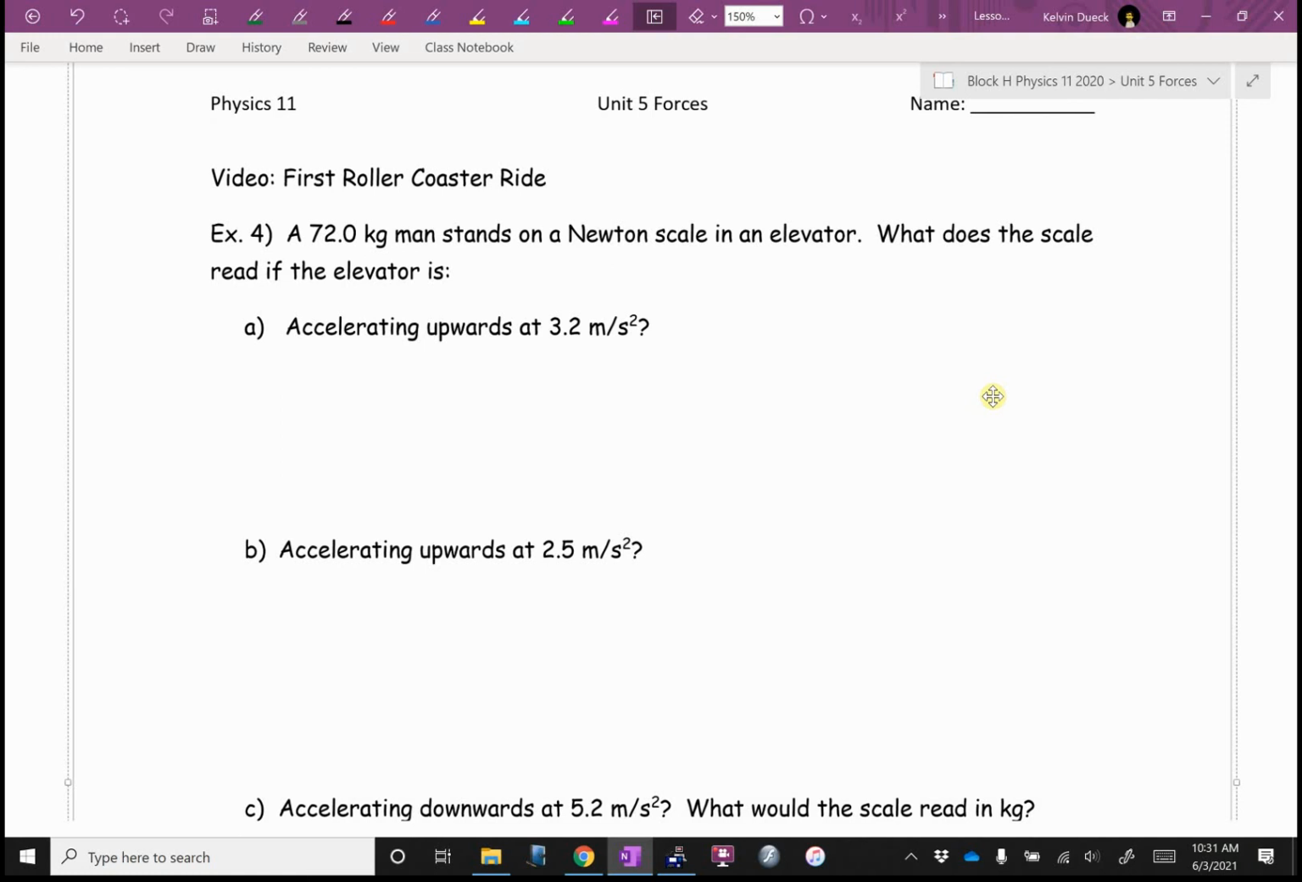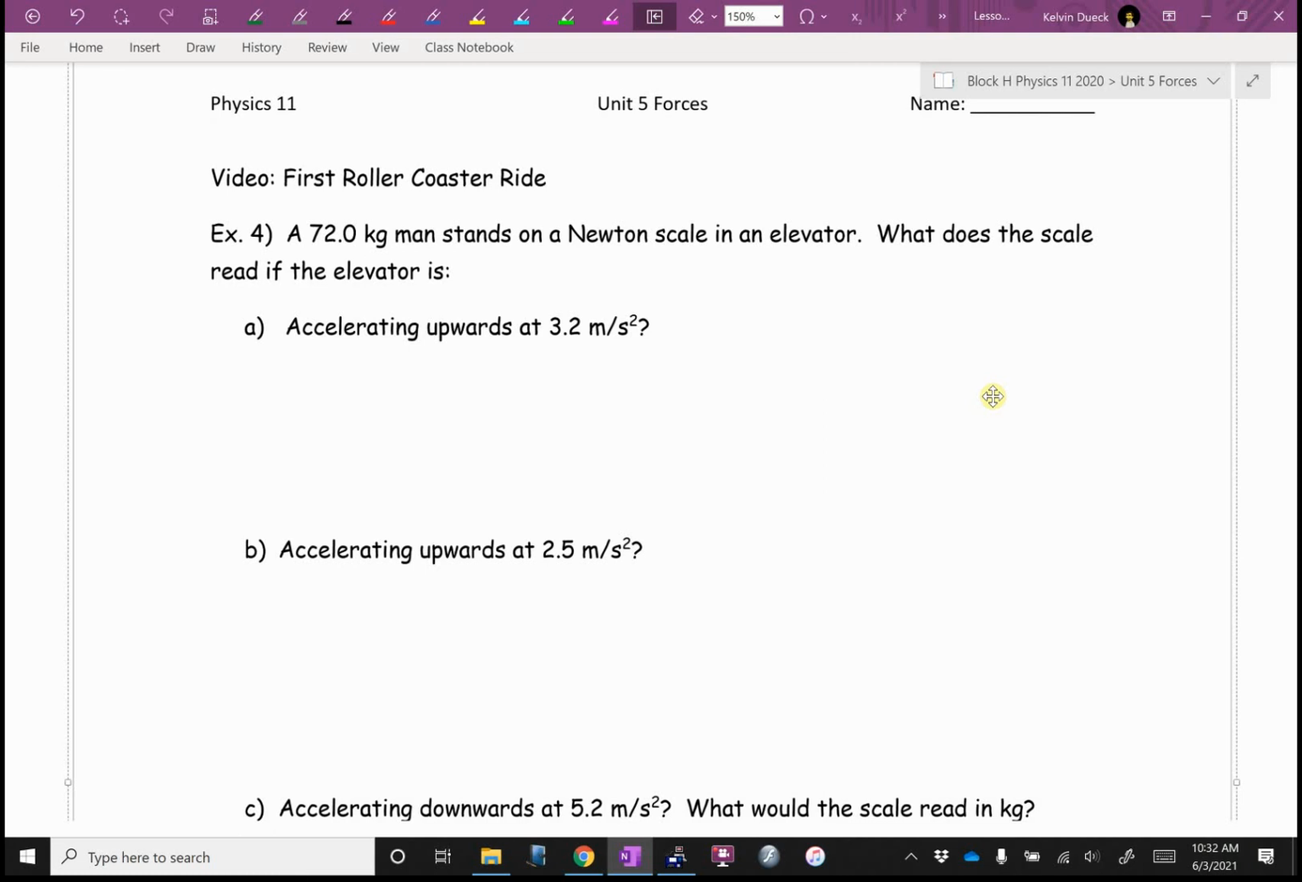I like example 4. Example 4 is a nice question. Says this: a 72 kilogram man stands on a Newton scale in an elevator. What do I mean by a Newton scale? The scale that we stand on displays kilograms. A Newton scale multiplies kilograms by 9.8 to get newtons. Okay? In fact, this scale measures the normal force and divides it by 9.8 to give you a kilogram equivalent. What does the scale read if the elevator is accelerating upwards at 3.2 meters per second squared?